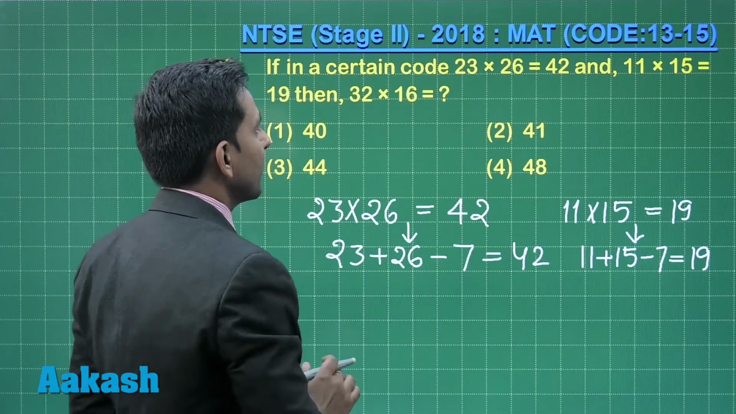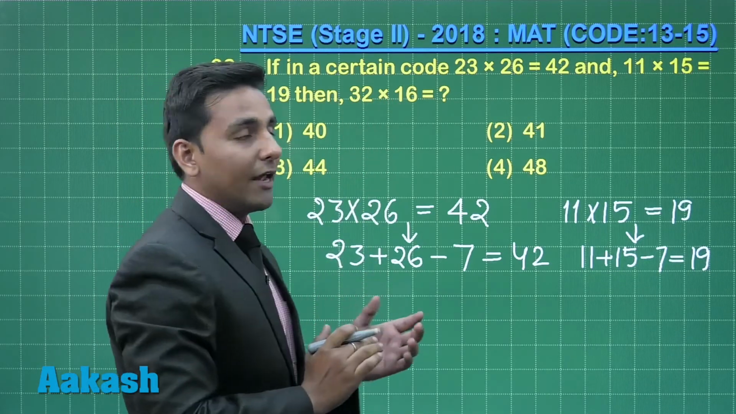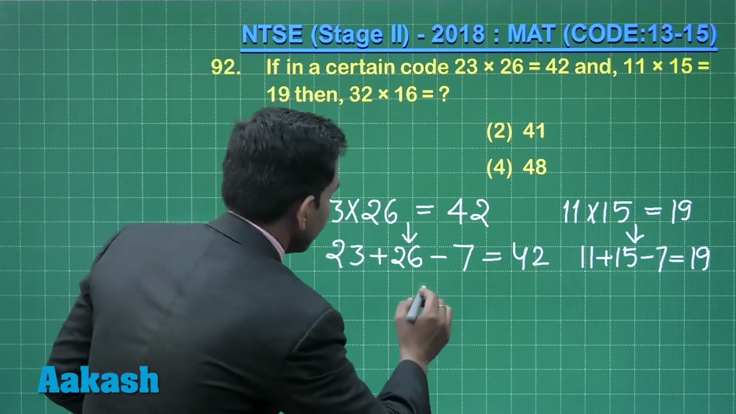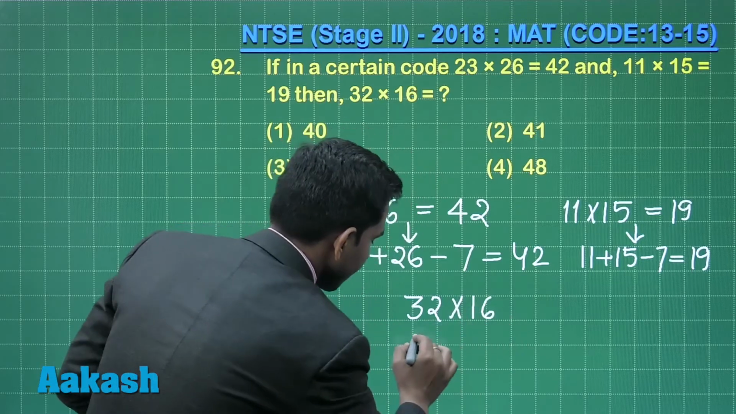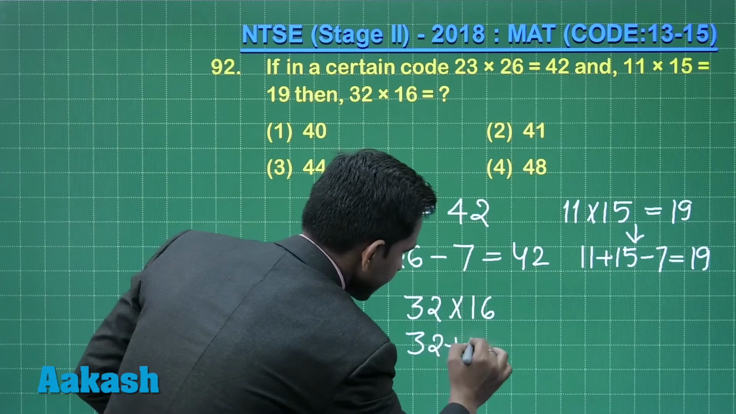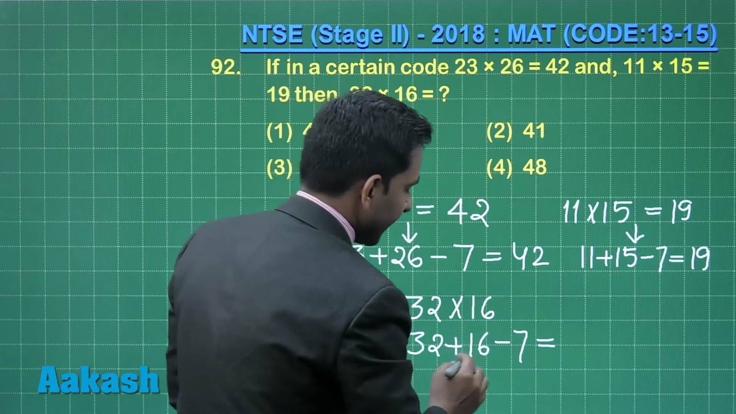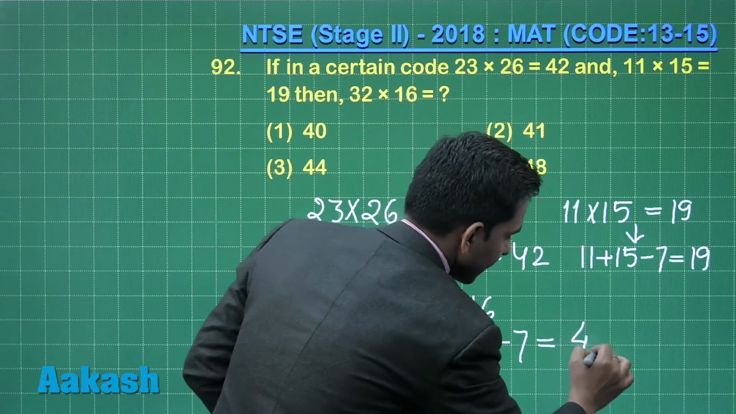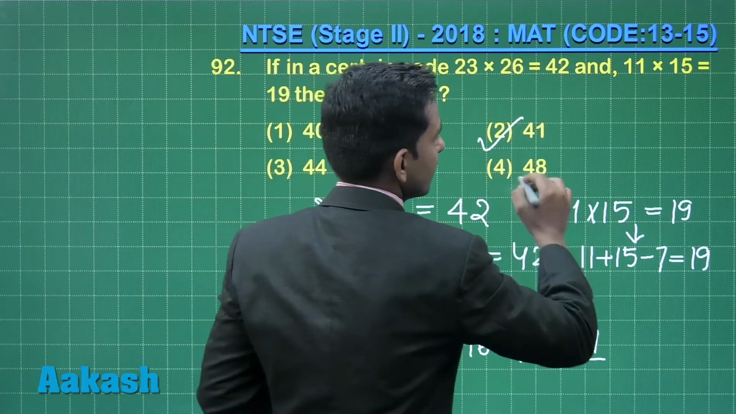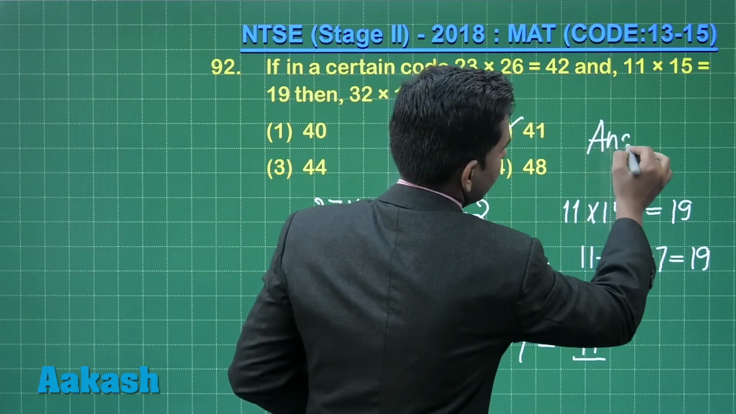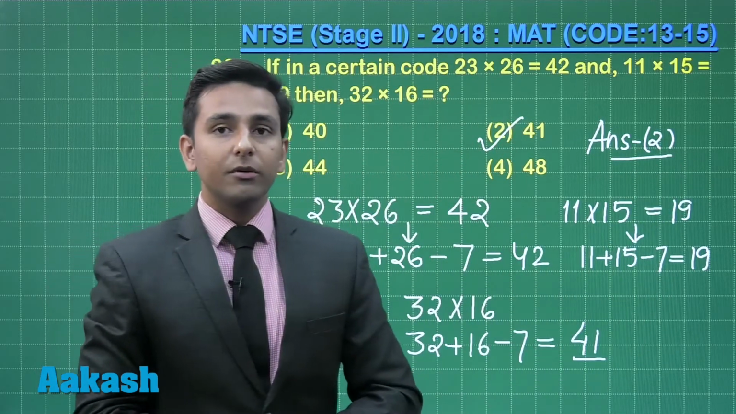Further we will apply the same coding pattern to the given expression 32 multiplied by 16. So the expression is 32 multiplied by 16. We can write 32 plus 16 minus 7. So what do we get here? We get 48 minus 7, that means 41 is the correct answer for this question. So option number 2 is the answer. Option number 2 is correct here. Now let's move forward to question number 93.